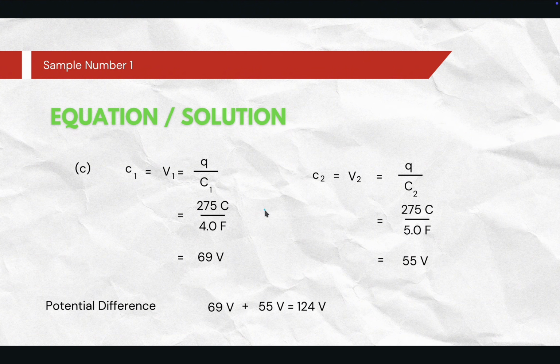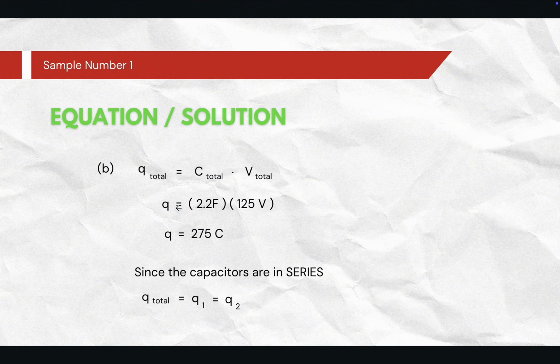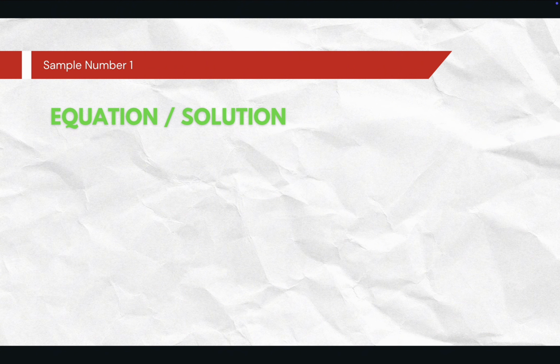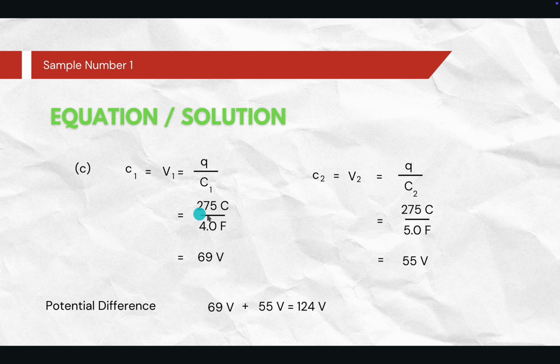V sub 1 is equal to Q over C sub 1. So, ito yung capacitor number 1. 275 C is yung charge stored natin kanina, yung letter B, over yung capacitor number 1 na 4.0 F. So, 275 over 4.0 is equal to 69 volts. Yung capacitor number 2 naman is 275 over 5.0 is equal to 55 volts.